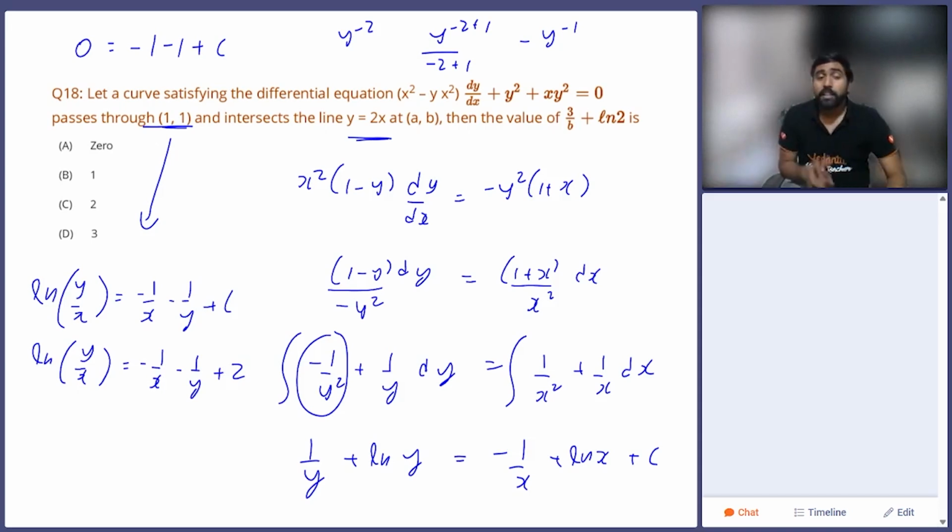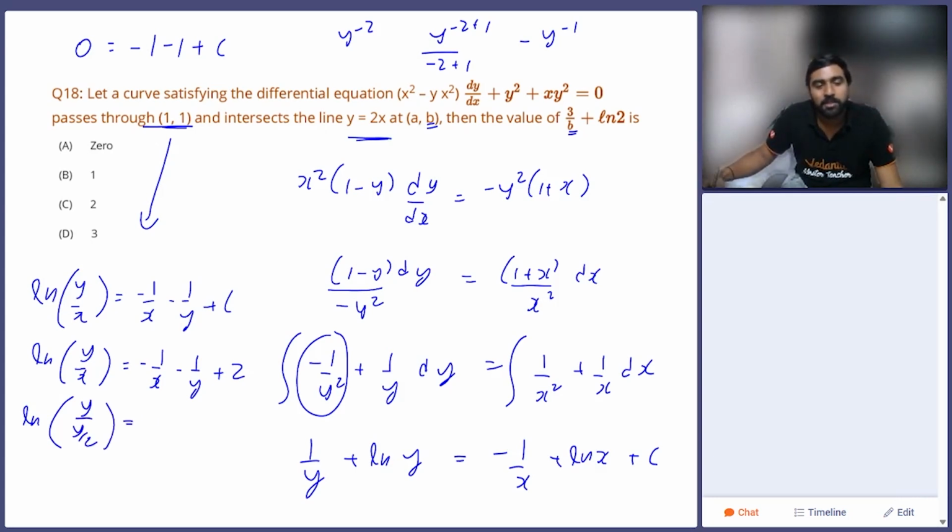Now you need to find the point of intersection of this curve and y equal to 2x, or rather just the y coordinate of intersection itself. So can I directly substitute x is equal to y by 2? I can substitute x equals y by 2, right? So I'll get ln of y upon y by 2 equals minus 2 by y minus 1 by y plus 2. What is this? ln 2 minus 2, that's equal to minus 3 upon y.